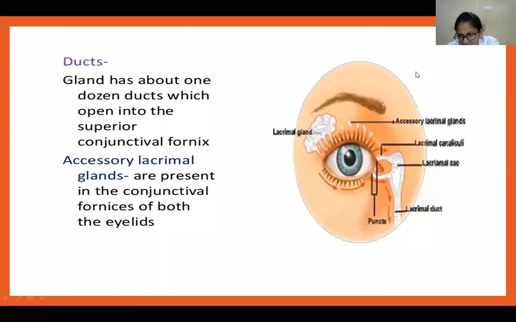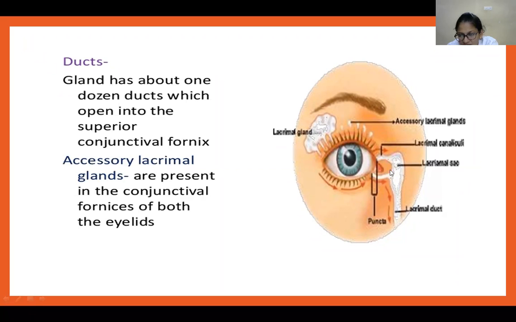See the structural components of the lacrimal gland. This is the lacrimal gland, with two parts, and these are the ducts of the lacrimal gland. This is the conjunctival sac, or conjunctival fornix, here. Next, this is the site for the puncta. Puncta is the opening that leads into the lacrimal canaliculus. Okay, and this is the superior lacrimal canaliculus, and this is the inferior lacrimal canaliculus.